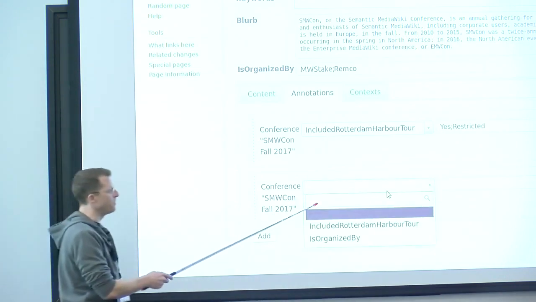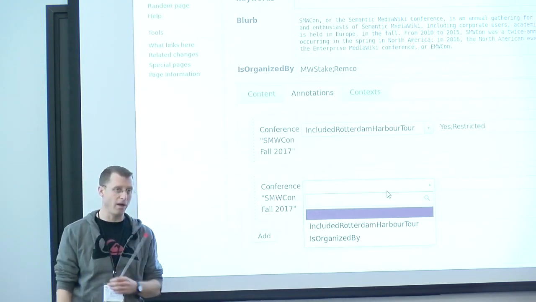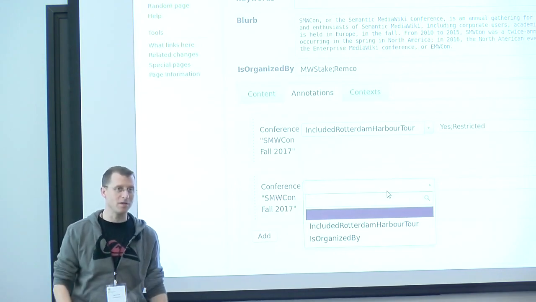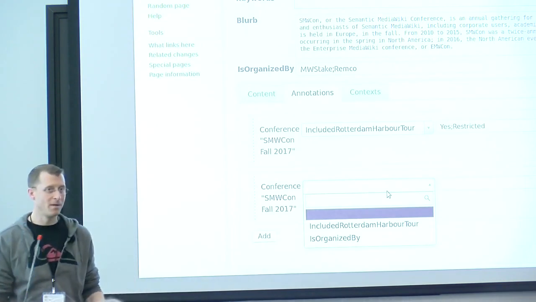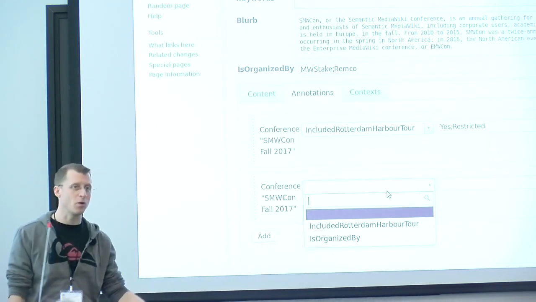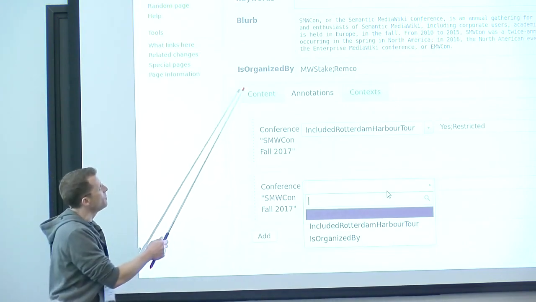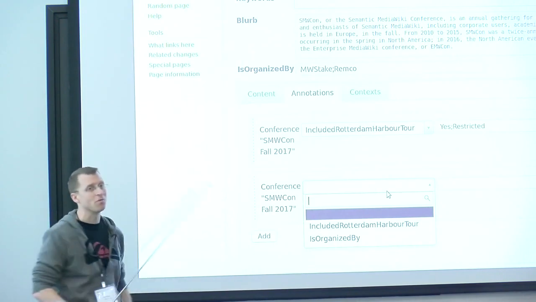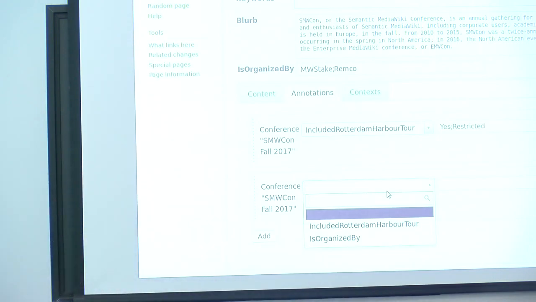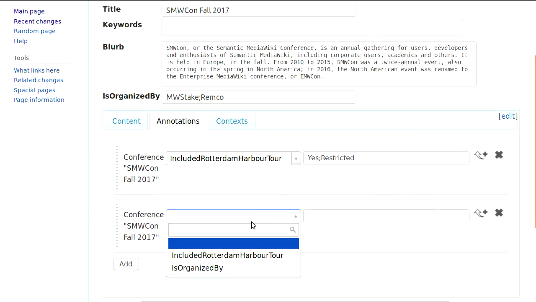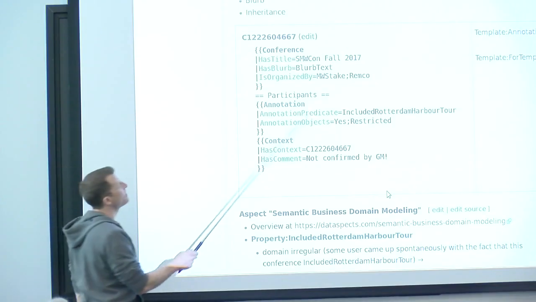So this is a tokens field, and you can add new annotations on the fly, because your domain specialist is not necessarily the guy who administers the wiki, but the domain specialist is the field worker. And if you haven't set up the subject affinities for any conference correctly, he can add it here.